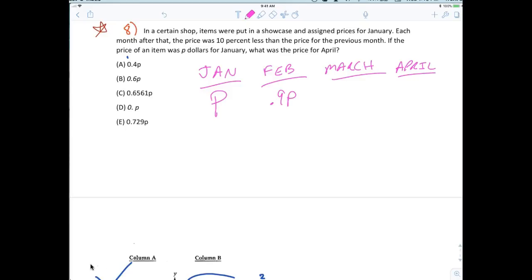Does everybody agree with that? Now, in March, do I pay 0.9 of January or do I pay 0.9 of February? 0.9 of February. So then March, you would end up paying 0.81P. Right? Because you're taking what? You're taking 90% of 90%. 9 times 0.9. So now when we look at April, I'm going to multiply March by what? 0.9 again. And 81 times 9 is 0.729P. Correct answer, E. Very, very, very good.